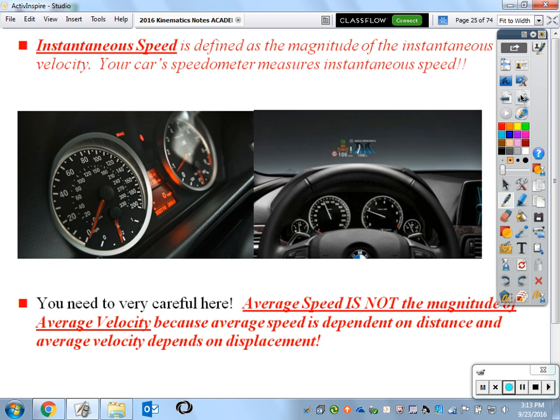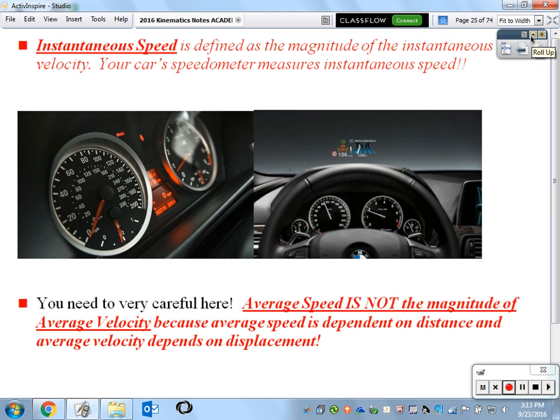Going back to the Nürburgring example, okay, our average speed was 82 miles per hour. Okay, and our average velocity was 0. Those are two totally different things because they're based off different values. So do not plan on trying to take the magnitude of average velocity. Velocity and speed are calculated based on different things.